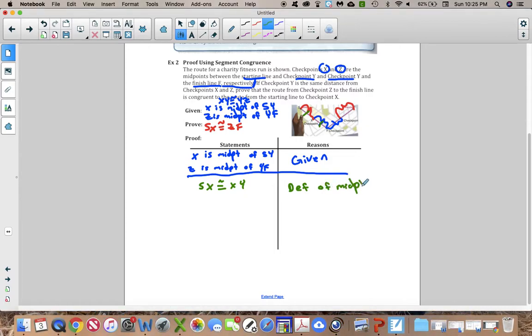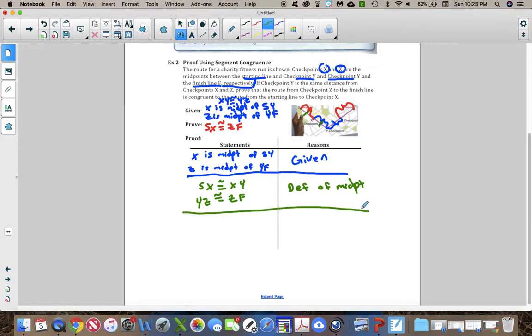By definition of midpoint, which I think we had in 2.4, those two things are the same if X is the midpoint, right? But in addition to that, I can do the other one. If Z is the midpoint of YF, I can say that YZ is congruent to ZF. I'm going to do that all under the definition of midpoint, so I'll kind of cheat and put those two steps in one under definition of midpoint. So I have those things there.